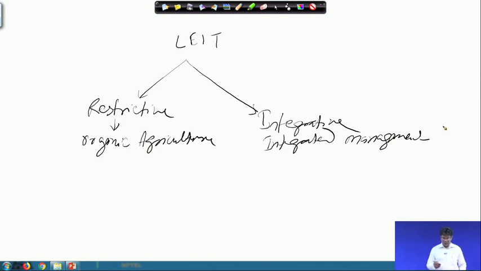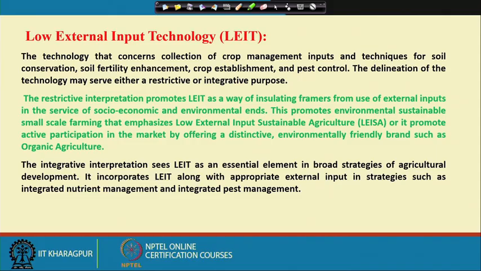So, these are restrictive, known as low external input sustainable agriculture. It is a restrictive one. There is no use of any chemical fertilizer or pesticides. That is known as low external input sustainable agriculture. So this is low external input technology. So the restrictive purpose and the integrative purpose.